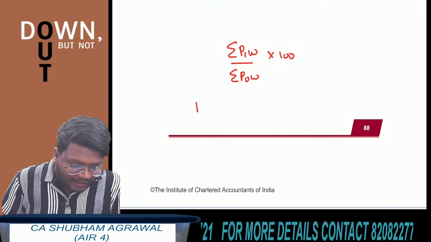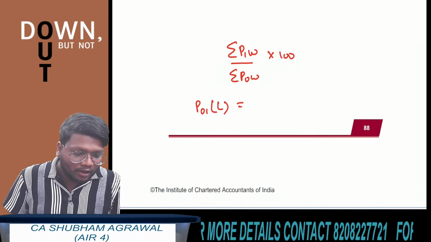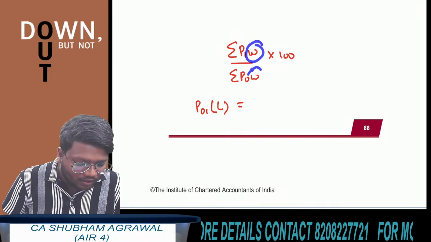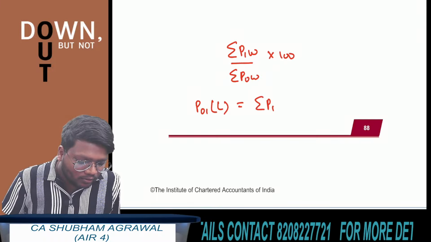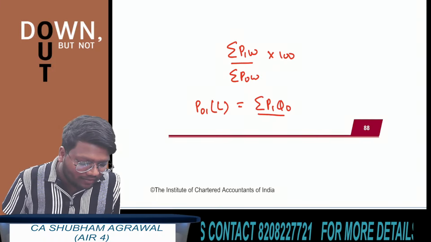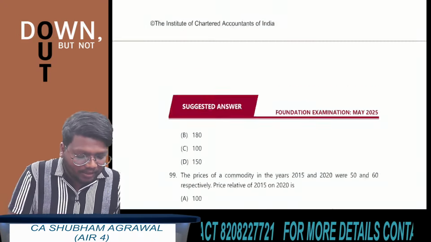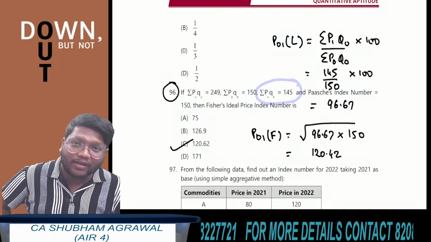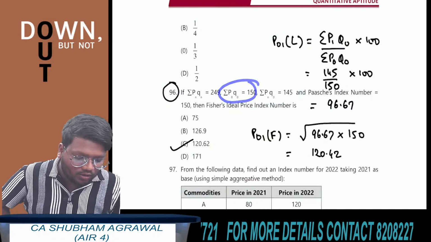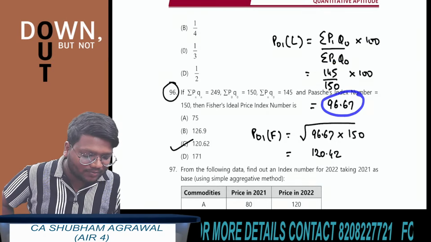In case of Laspeyres price index number, what we have to do? We have to take weight as base year quantity. Summation of P1 multiplied by Q0 divided by summation of P0 multiplied by Q0 multiplied by 100. Now summation of P1 Q0 is given in the question, 145, and summation of P0 Q0 is 150. So 145 divided by 150 multiplied by 100. What we are getting? 96.67.